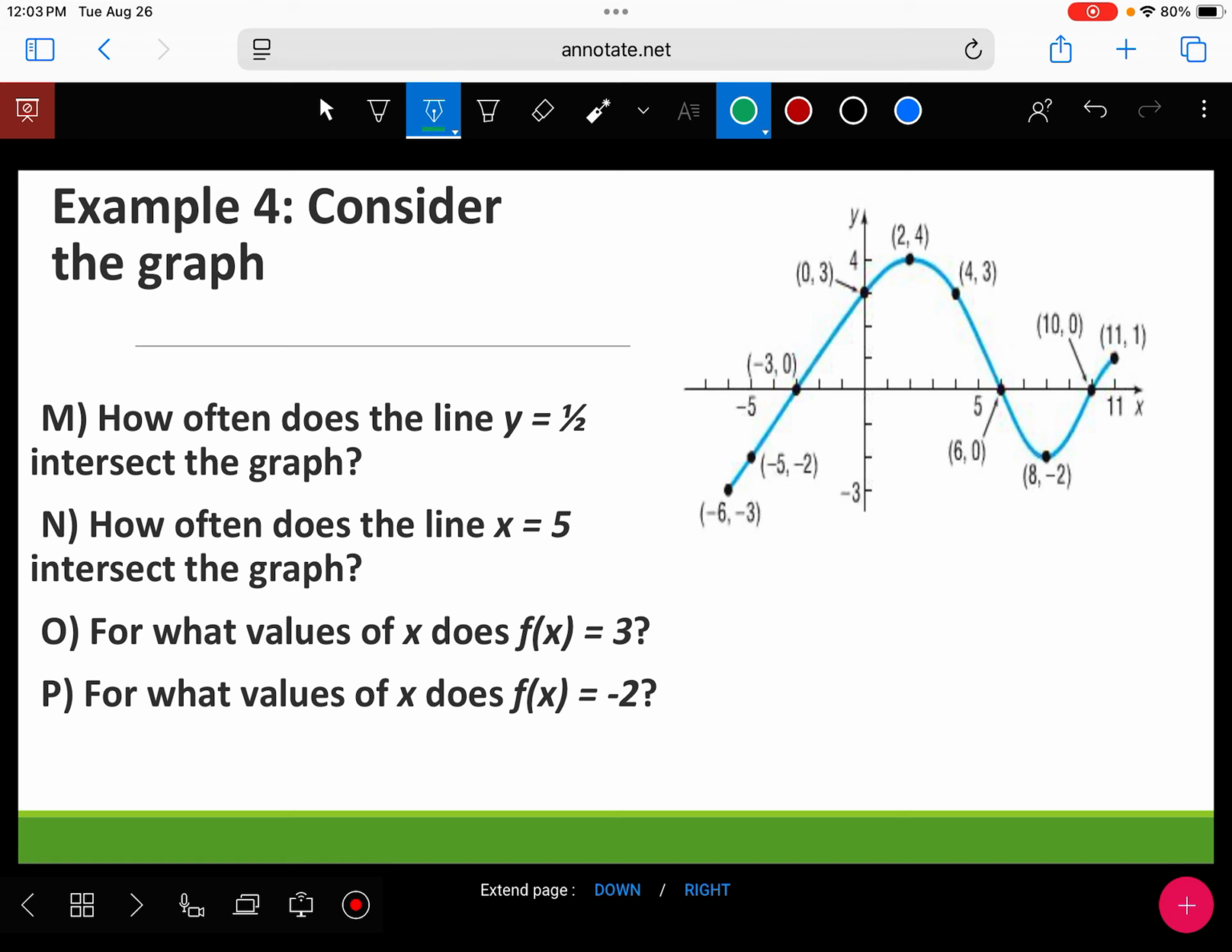So y equals 1/2. What kind of a line do you think that is? Do you think that's a vertical line or a horizontal line? Show me with your pencil. Which way does it go? Does it go like this or does it go like that? Y equals, does it look like this or does it look like this? This is where people always get confused. It's like this.